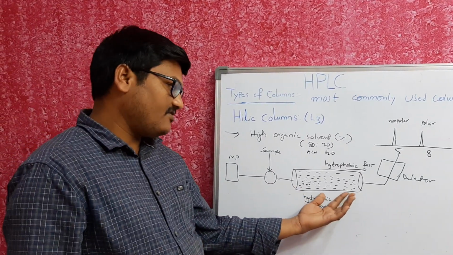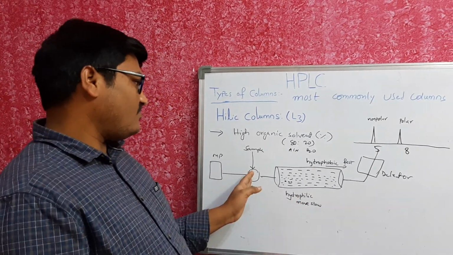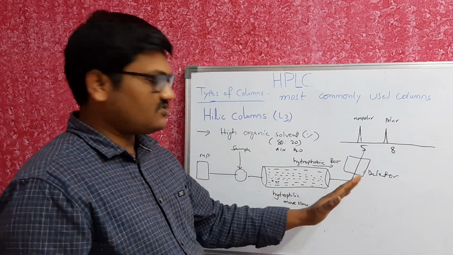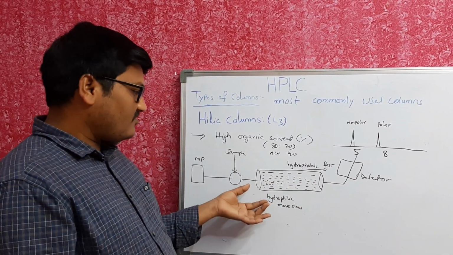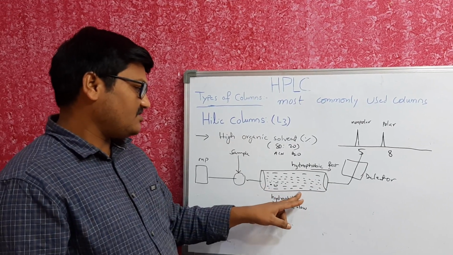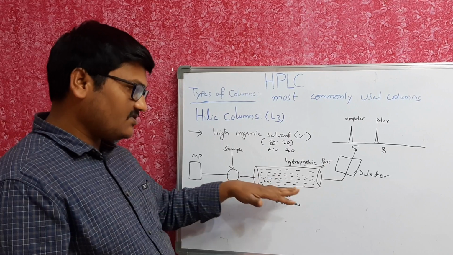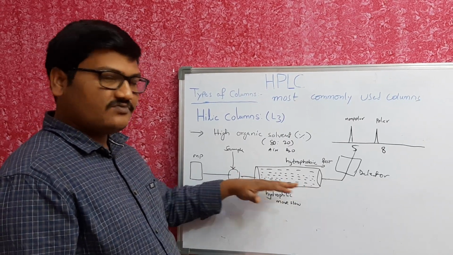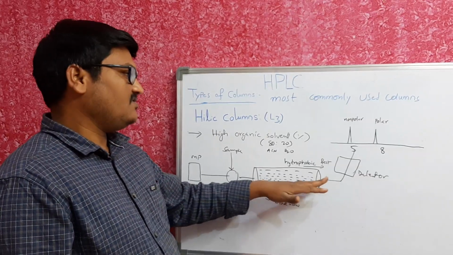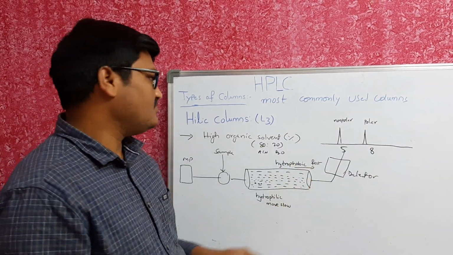This column is hydrophilic, our sample is hydrophilic. The hydrophobic sample will elute first, and because of the hydrophilic interaction between water and the stationary phase, the sample adsorbed on the stationary phase moves slowly through the column. It retains for more time in the column and then elutes.